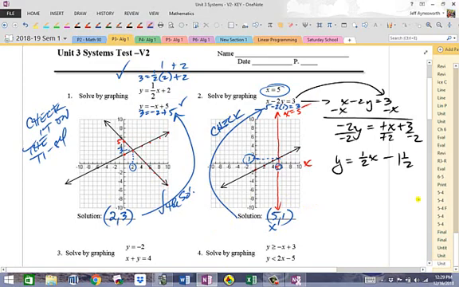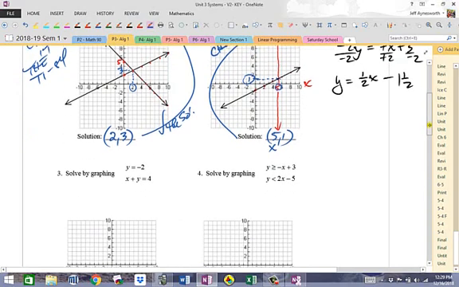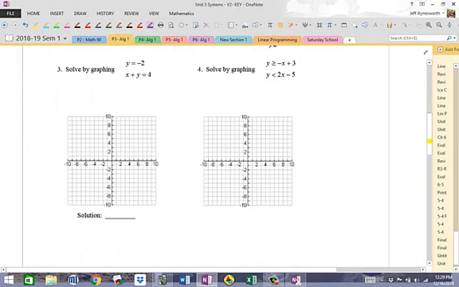Always check your work, because you can't substitute this in, or you can't graph it on the T84, because the T84 cannot graph x equals 5. It has to be y equals something. So basically what I'm saying is that they can't graph a vertical line. Okay, other calculators can, but not the T84.